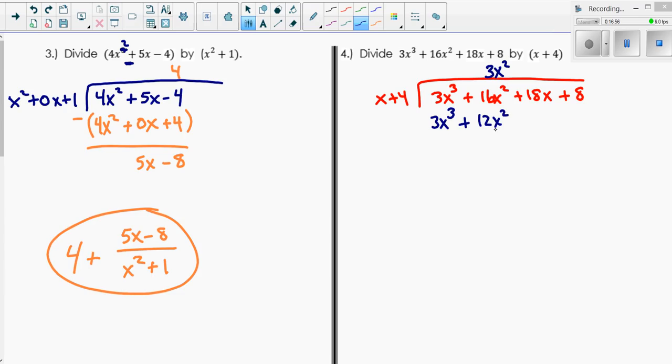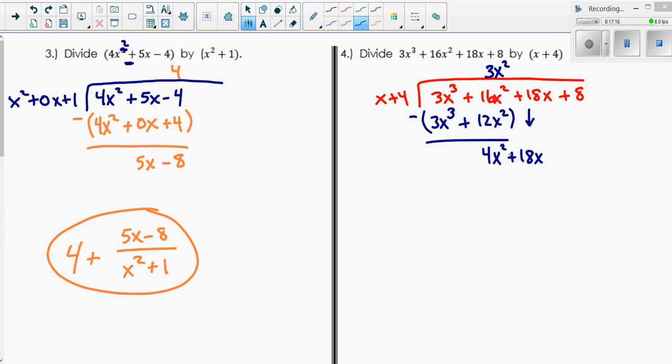Notice that everything that's lining up are like terms. You should always be having like terms line up. Okay, subtract this whole thing. Make sure you have parentheses. Subtract my first two terms. They cancel, which means I can move on. 16 minus 12 is 4x squared. Bring down my 18x, my positive 18x.